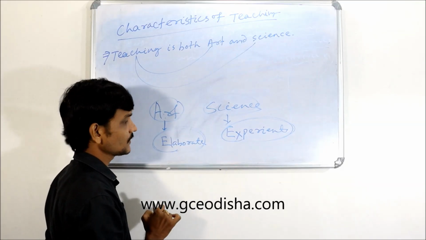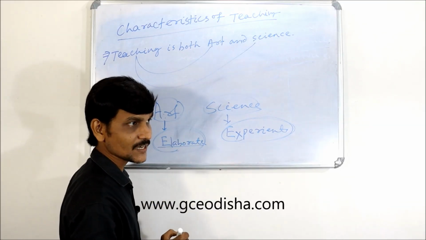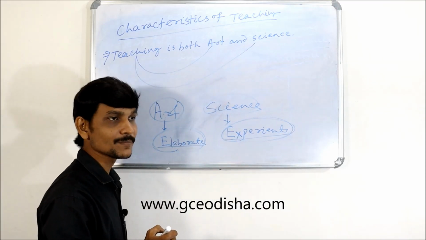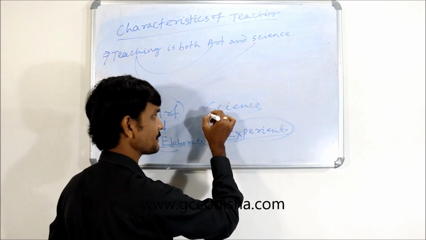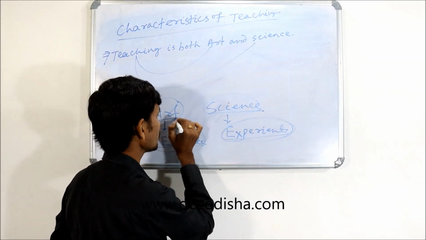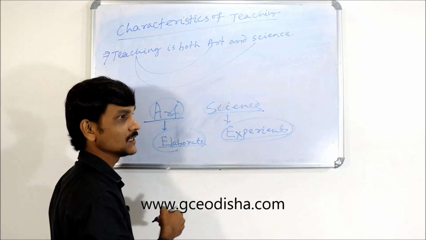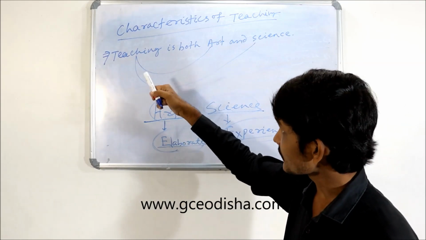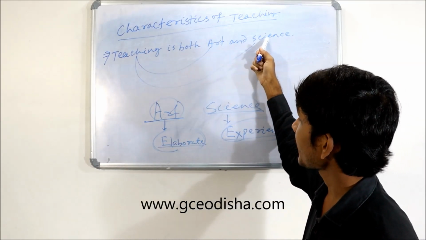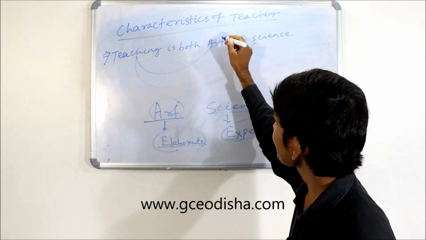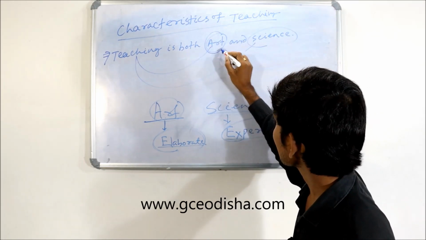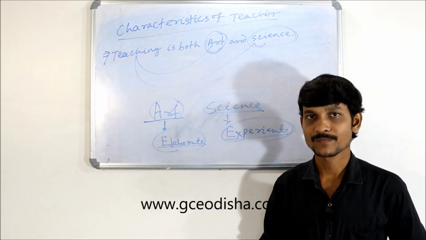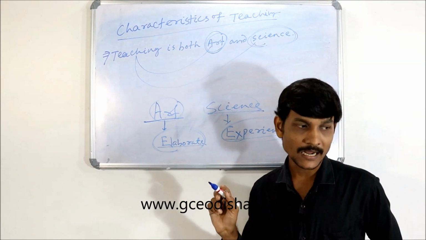In the teaching program, the teacher elaborates the topic in different ways. The teacher also experiments with the subject matter in a scientific or philosophical process. The teacher develops different topics in the classroom. That's why we can say teaching is both an art and science. This is the first point.